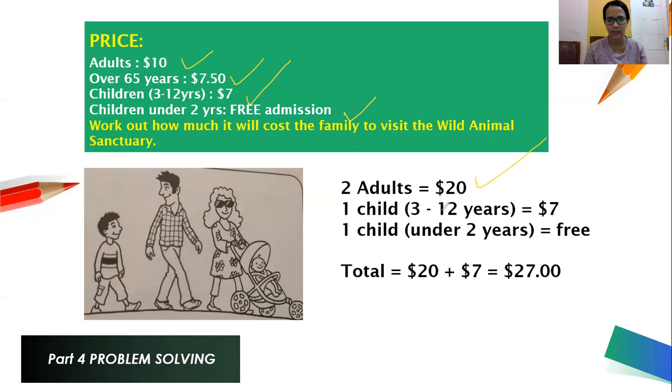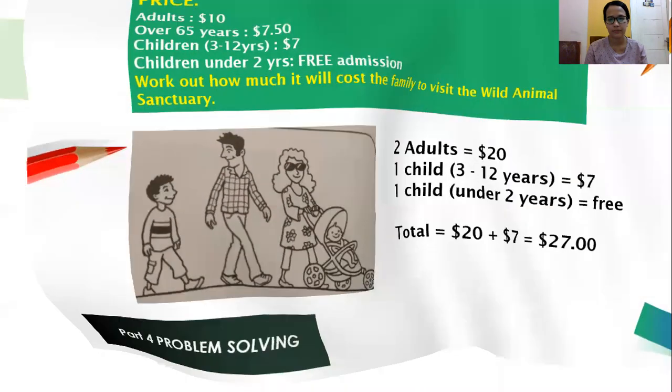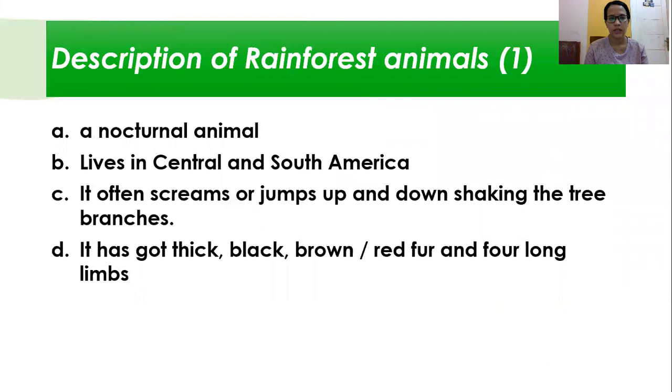And then one child, 3 until 12, right? One child, $7. One child under 2 years, it's free. So it means we only total the adults and also the child. Okay, two adults and one child, total is $27. So be careful when you count the tickets.